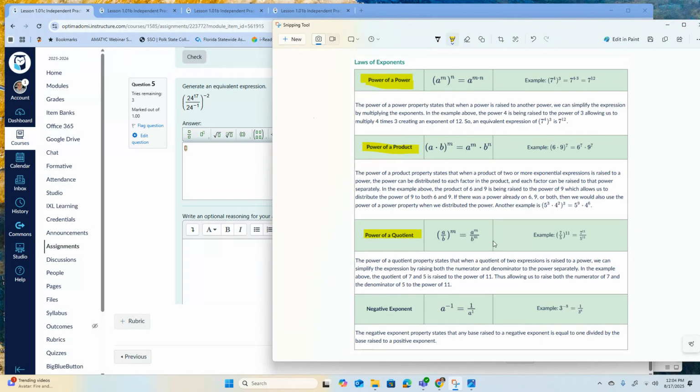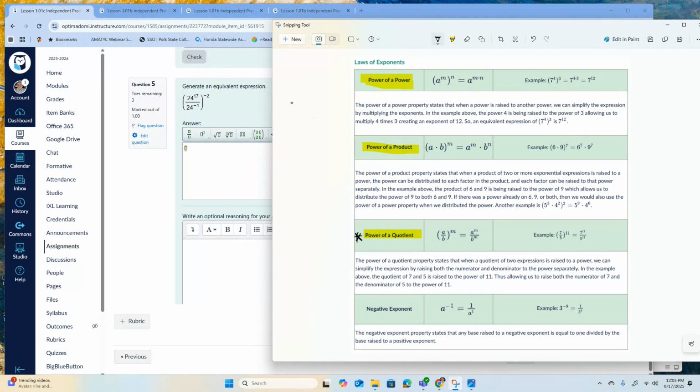How do you know which one you're going to be using? It all depends on what is happening inside the parentheses. In problem number 5, I see a fraction. Remember, a fraction is a division problem. So basically we're going to be working with this rule here, the power of a quotient.